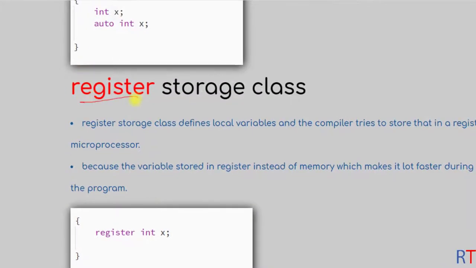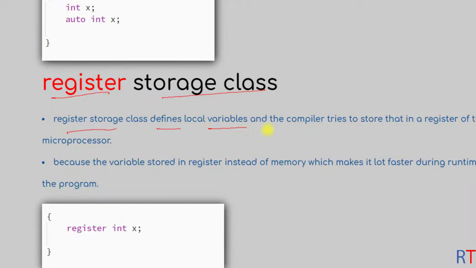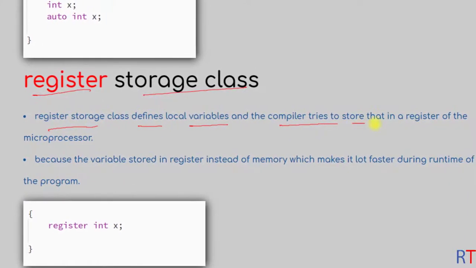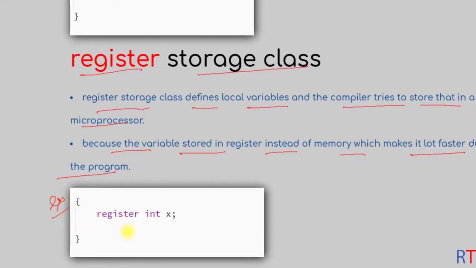Next we have the register storage class. The register storage class defines local variables and the compiler tries to store that in a register of the microprocessor, because the variables stored in a register instead of memory makes it faster during the runtime of the program. Like in the example, we create one register storage class variable with the register keyword, then the data type and then the variable name, and the variable will be available locally within these curly braces.